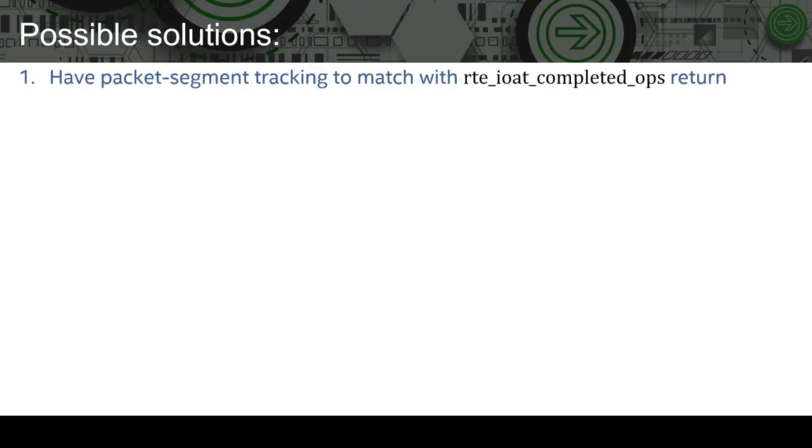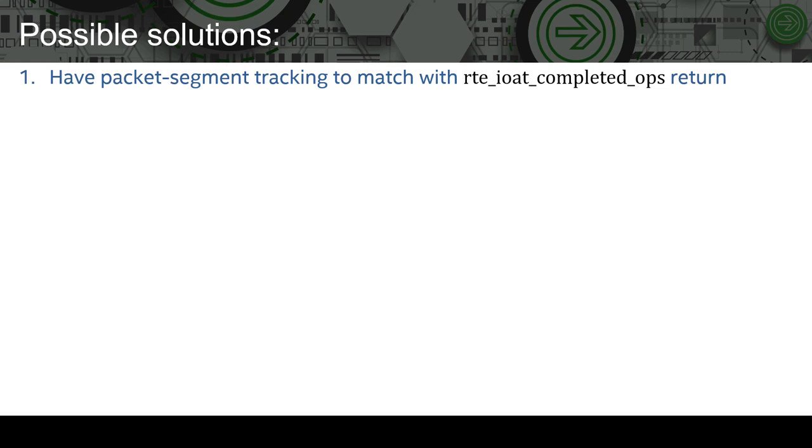Now let's take a look at the possible solutions for these challenges. For the first problem on returning the number of packets, we can have a packet tracking mechanism where we keep track of the number of segments enqueued per packet and match them with the completed ops return to get the number of packets sent. For this, we will require a buffer to keep track of the segments per packet.